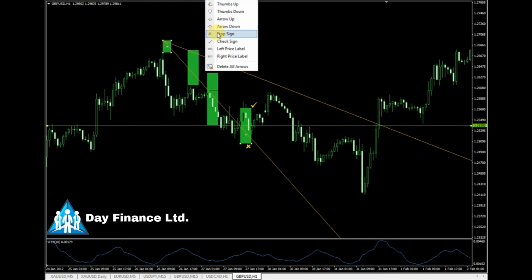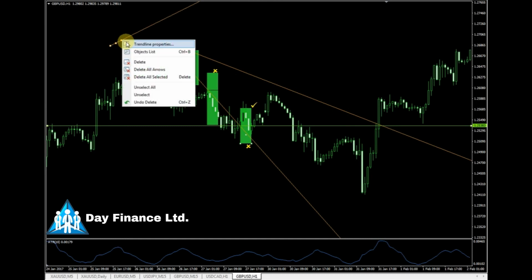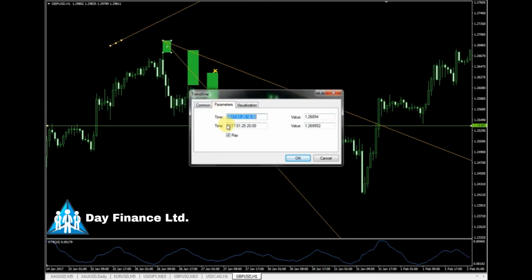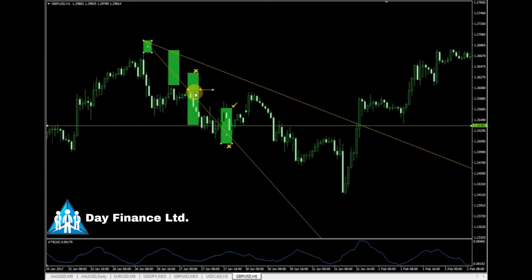The second will be here. This is our stop there. This is our entry. I'll make it like that to show the entry. Whoops. Okay.